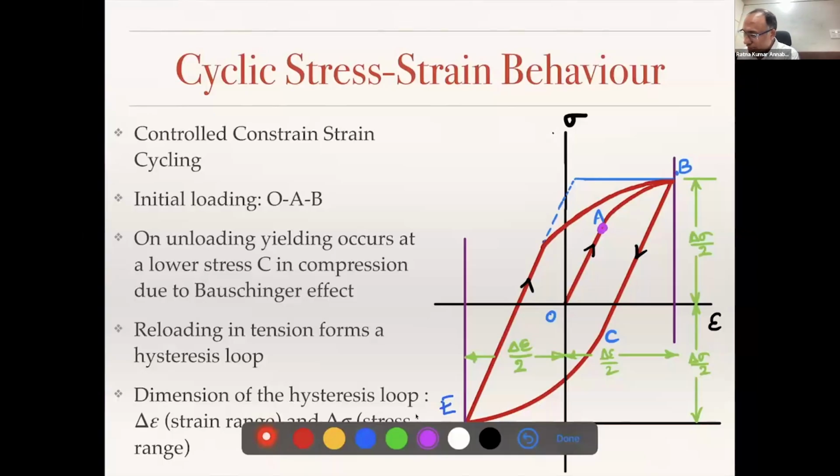So on unloading, yielding occurs at a lower stress C in compression due to the Bauschinger effect. It may occur somewhere here. This is your actual yielding, but in the tension. But in compression, the yielding occurred at much lower stress. It did not wait until point A. So why is it happening here? Because let us say this is sigma naught. The moment this distance becomes 2 times sigma naught, that is when yielding occurs, right? That is what kinematic hardening talks about.